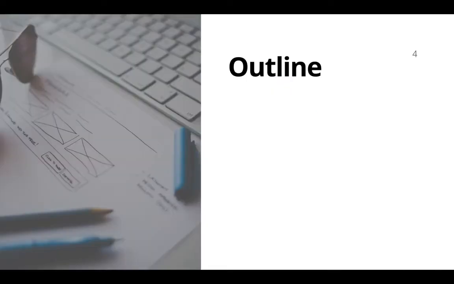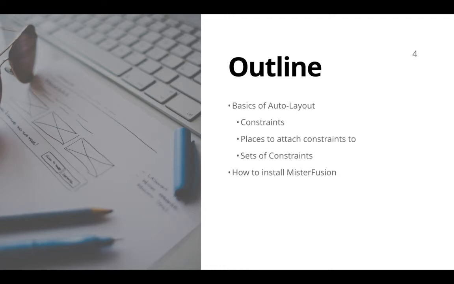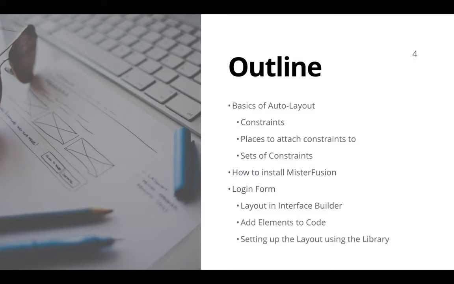So let's look at an outline of what we're going to be talking about today. First, I have the basics of auto layout compiled for you, where we're going to focus on constraints, places to attach constraints to, and different sets of constraints. So we're learning what constraints are, where we can use them, and how we can match multiple constraints together to create a working set of constraints. This is basically everything you need to know to get started with auto layout.